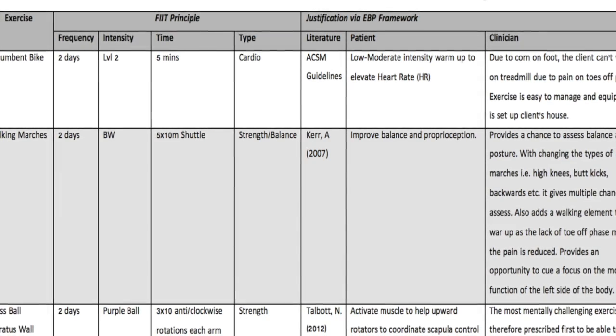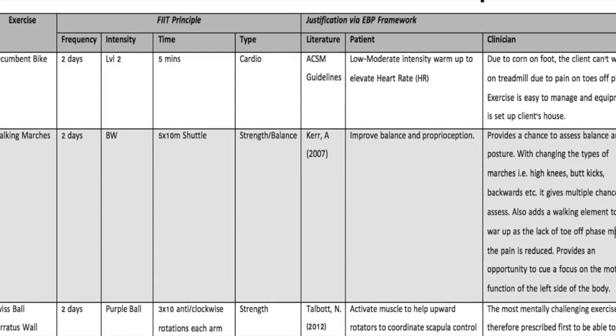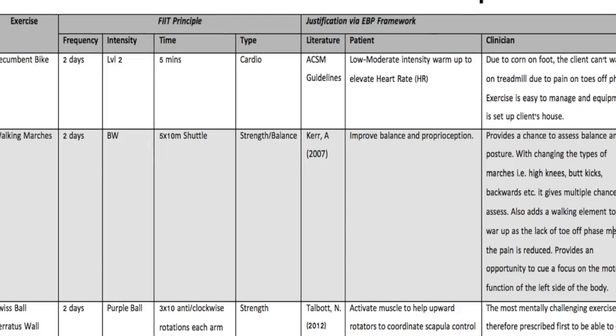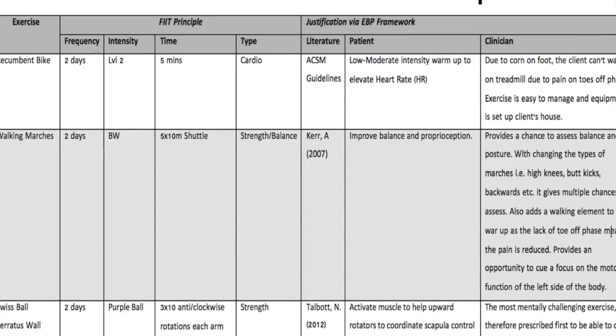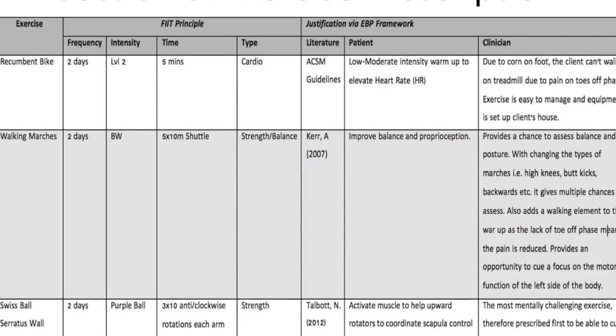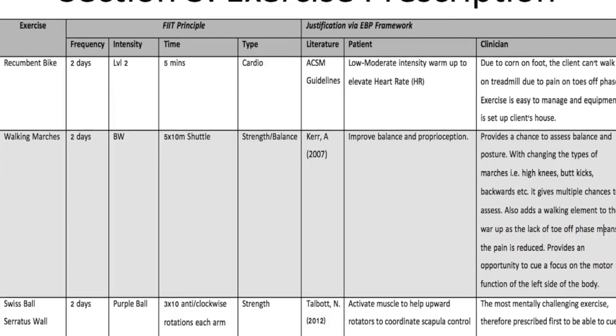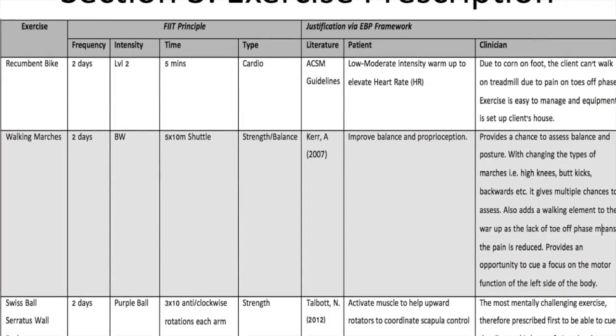The second warm-up exercise is walking marches. He does 5 10-meter shuttles with a different type of walking every time. It also adds a walking element in the warm-up, as the lack of toe-off phase means the client reports little to no pain. The first exercise on this program is a Swiss ball serratus wall push.